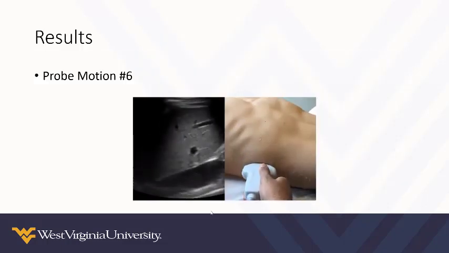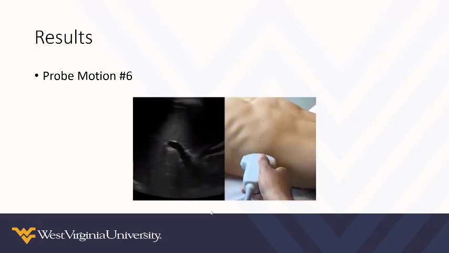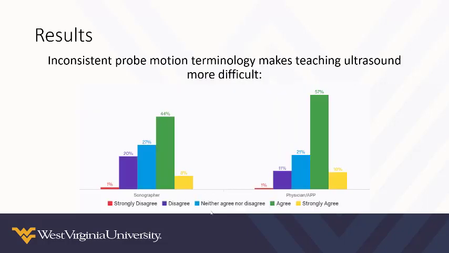And here's our sixth probe movement. Both the majority of sonographers and physicians labeled this particular movement a slide. One of the included questions in the survey instrument was whether or not inconsistent probe motion terminology makes teaching ultrasound more difficult. As you can see, the vast majority of both sonographers and physicians either agree or strongly agree that having inconsistent probe motion terminology does make teaching ultrasound more difficult.